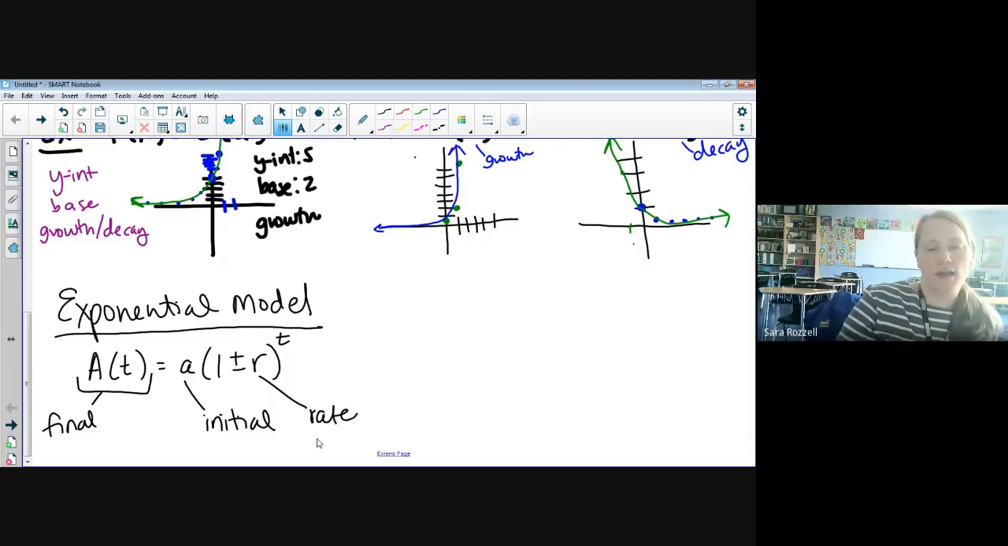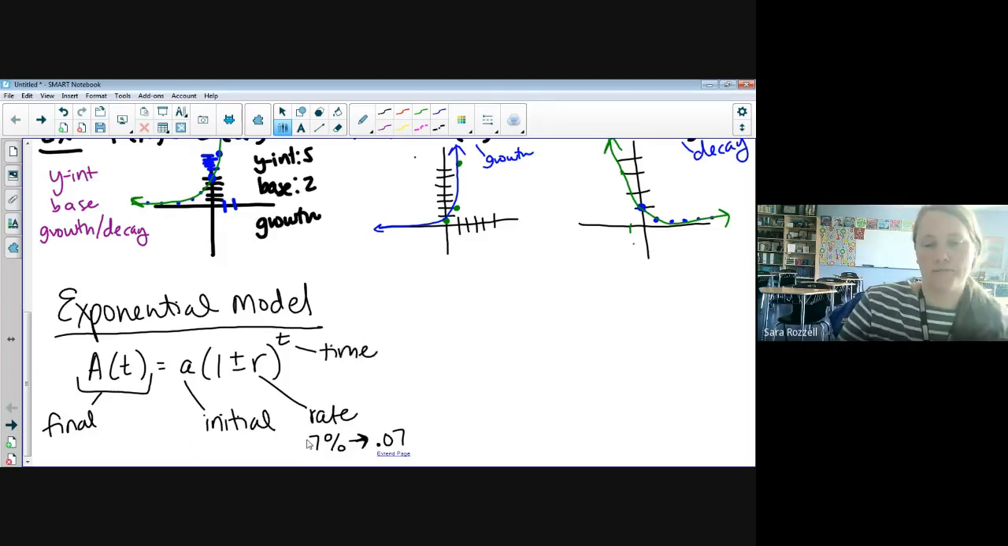So if you got a rate of 7%, we don't put 7 in there. We're going to change it to a decimal. Remember, 2 decimal places to the left, that would be 0.07. So we use it in decimal form. And what do you think T stands for? T stands for time.